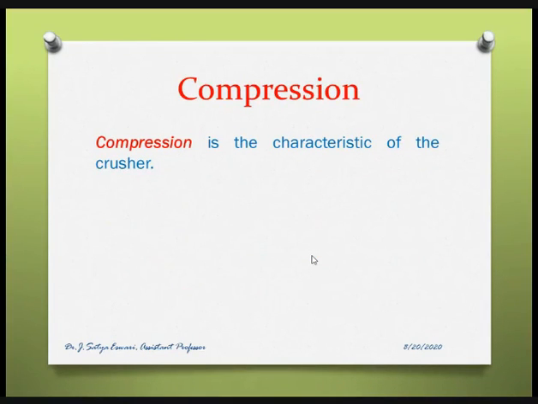Primary crushers generally follow the principle of compression. What is compression? Two jaws are provided and the material is fed in between. Because of the pressure created by the two jaws, compression is created, so the material is broken into smaller pieces. That is the basic principle of compression, and it is the main principle in crushers.